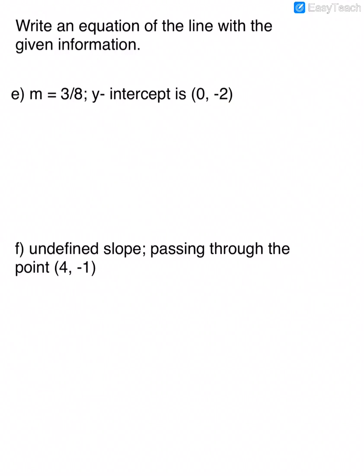Okay, so I have a slope and my y-intercept. I'm going to plug it into slope-intercept form. y equals m, which is 3/8, x plus a -2. Well, plus a -2 would just be -2, so let me just write it like that, -2.